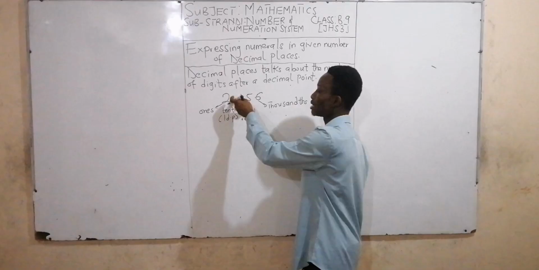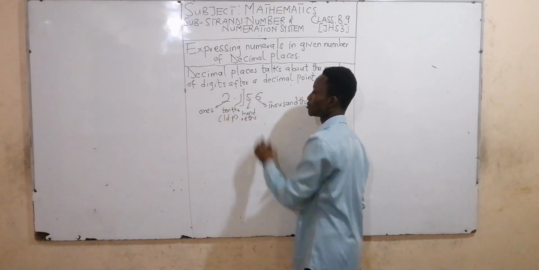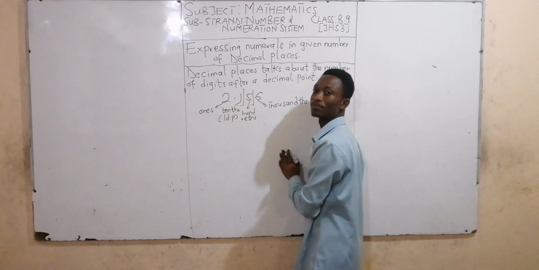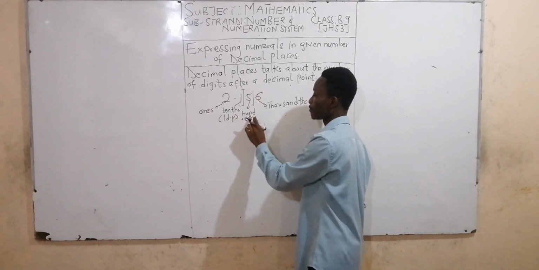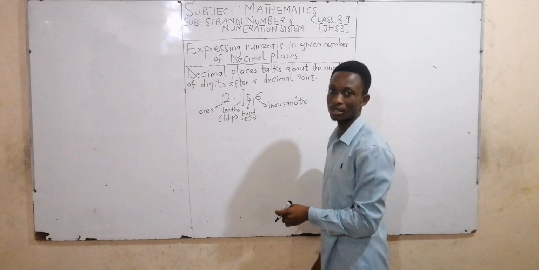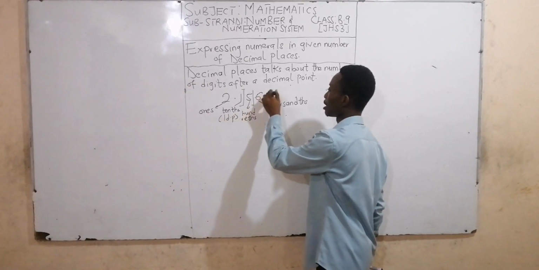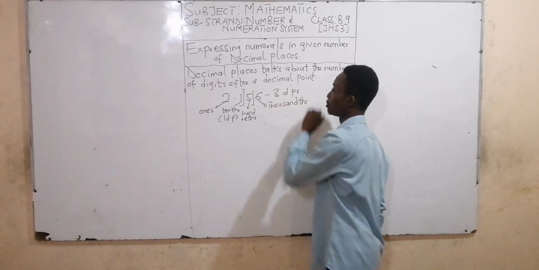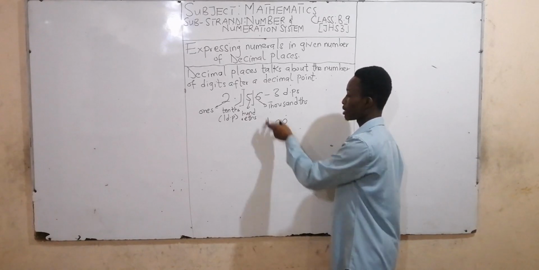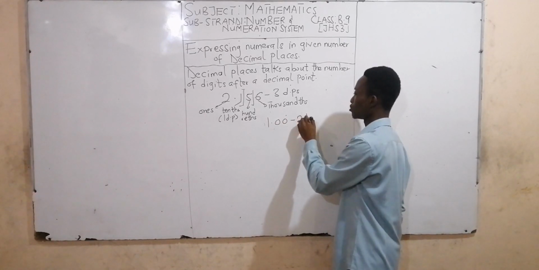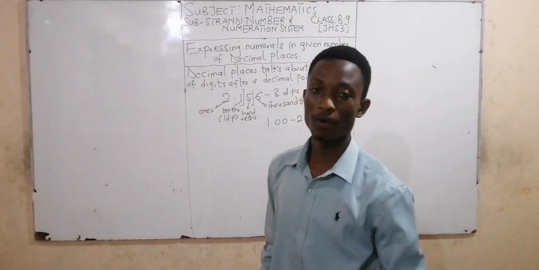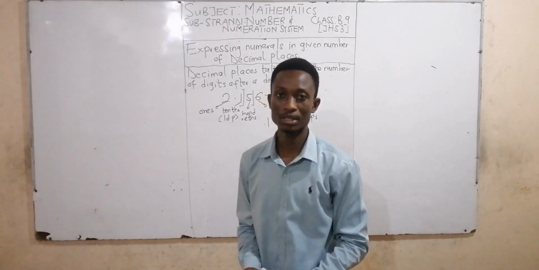So the first number after the point, which is on the 10th, is 1 decimal place. Basically meaning that after the decimal point, only one number should be seen. 2 decimal places means 2 numbers should be seen, and that will fall on 5, which is on the 100th. 3 decimal places simply means that 3 numbers should be seen after the point. So basically this number has 3 decimal places. What about 1.00? The numbers after the point are 2, so it has 2 decimal places. So basically that is what decimal place talks about, the number of digits after a decimal point.